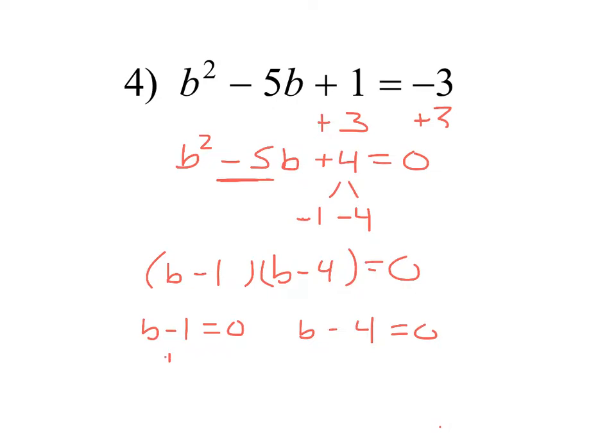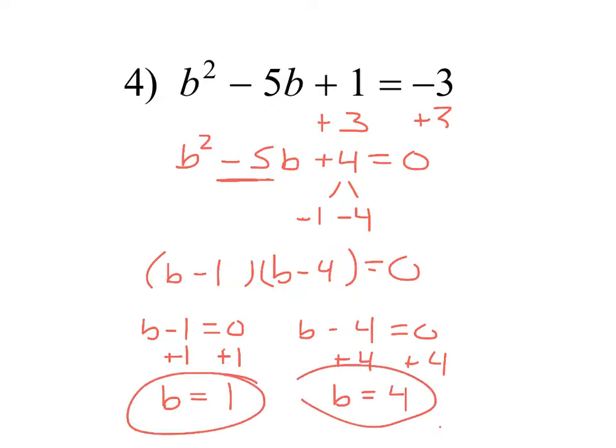And then add 1 and add 4. So what do we get for B? B equals plus 1, B equals plus 4. Perfect. B is equal to 1 and B is equal to 4.